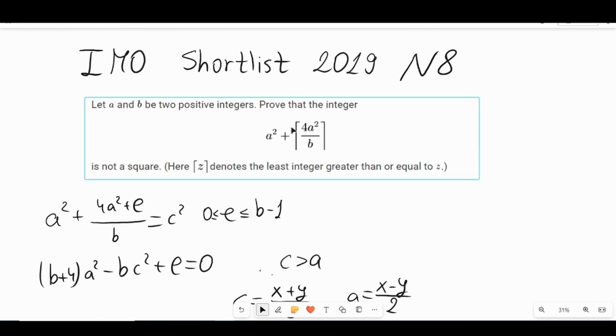They are a squared plus upper bound of 4a squared over b must be some number perfect square, like c squared.